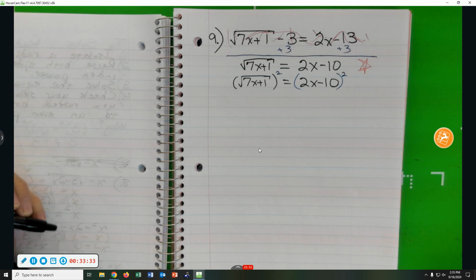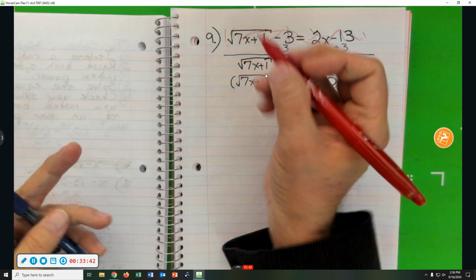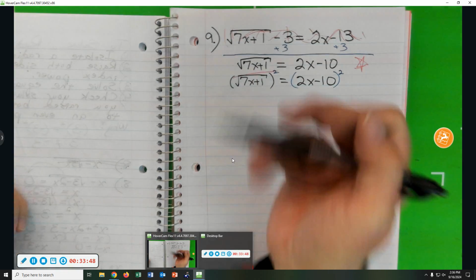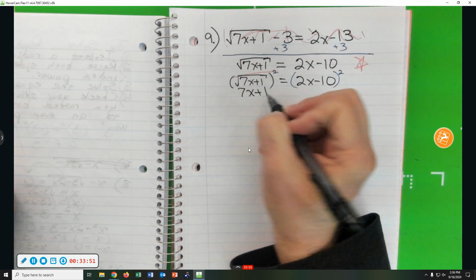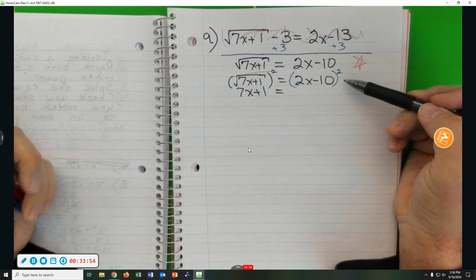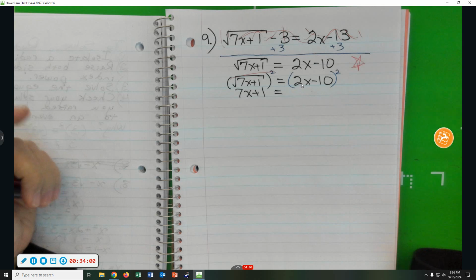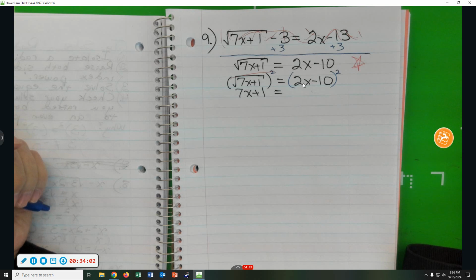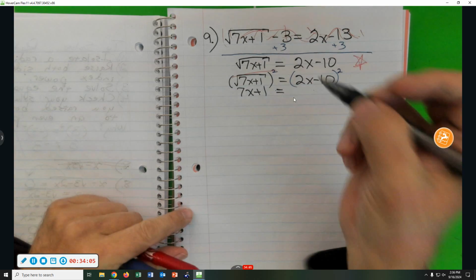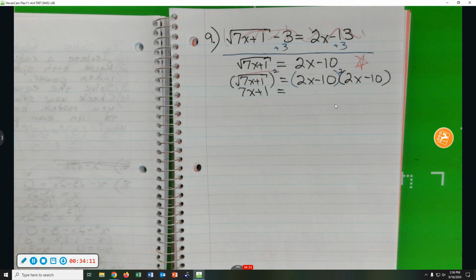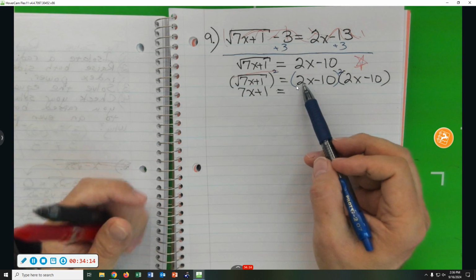The left side works out very nicely. What's the left side going to reduce to? 7x plus 1. Okay. The square undoes that square root, so they cancel out, and we're left with just the radicand, 7x plus 1. Uh-oh. What are we going to have to do here? At least there's no radical here, but what are we going to have to do to square 2x minus 10? Yeah, well, we're going to have to write it twice. Four-letter word that begins with F. Write it twice and foil it out.